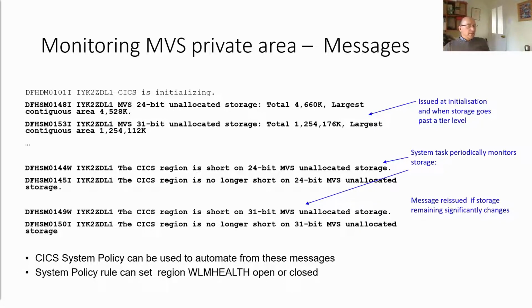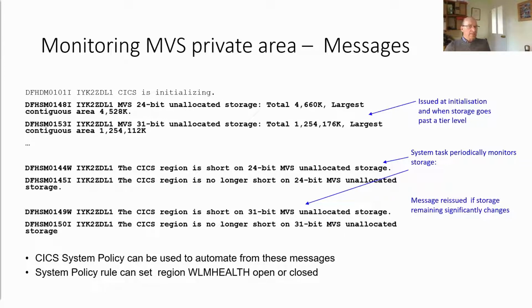So CICS might be CICS initialization. You'll get some messages about 24 and 31-bit storage, telling you how much unallocated storage we've got. So here, for instance, we've got about 4 meg of 24-bit, and we can see we've got about 1.2 gig of unallocated 31 bits. So we've got lots of space there.